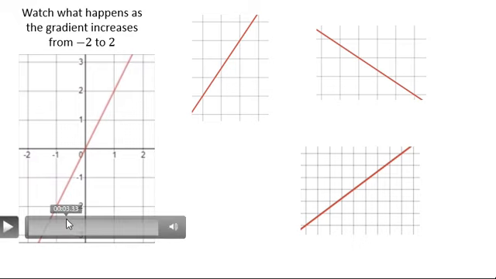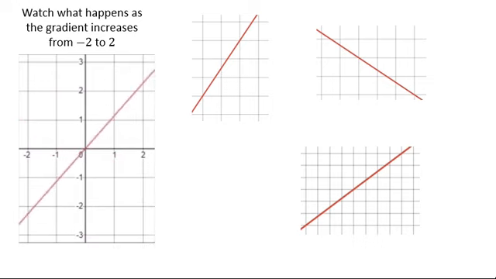When we had a gradient of minus 2, the line was quite steep downwards, but as we got closer to 0, the line got less and less steep until we got to 0 where it was flat, and then the steepness of the line increased again as you went to a gradient of 2.